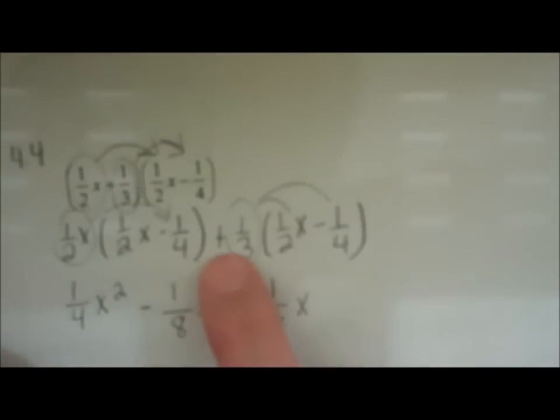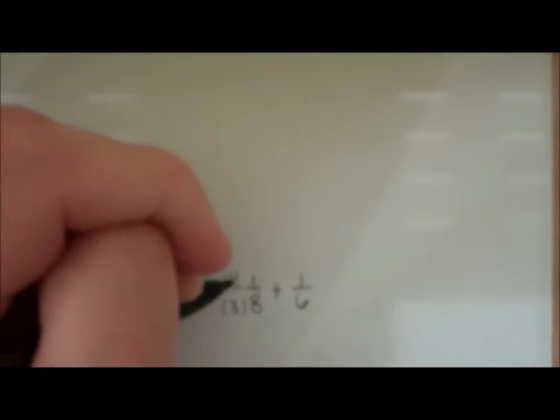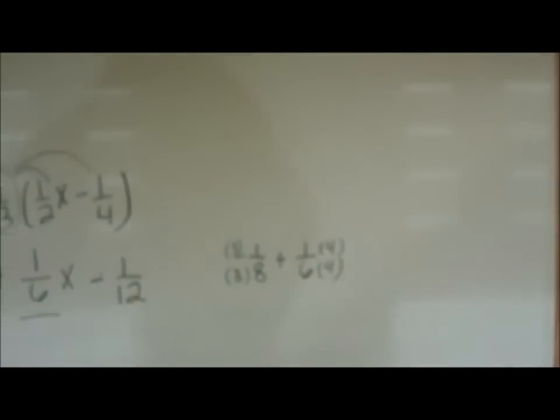Now I'm going to distribute the 1/3 to each one. So 1 times 1 is 1, 3 times 2 is 6x. Then 1/3 times negative 1/4 is negative 1/12. Now I'm going to combine like terms. I got a negative 1/8 and a positive 1/6. So I'm going to go over here to the side. Negative 1/8, positive 1/6. Common denominator here would be 24, so I'm going to multiply this bottom by 3, top by 3. This one top by 4, bottom by 4. So I can get 24 at the bottom.